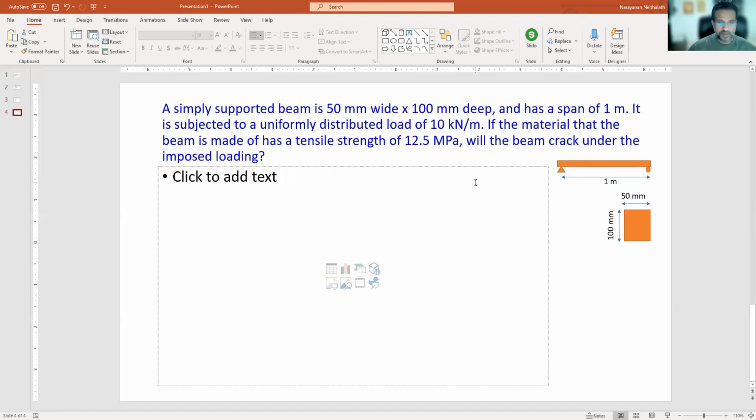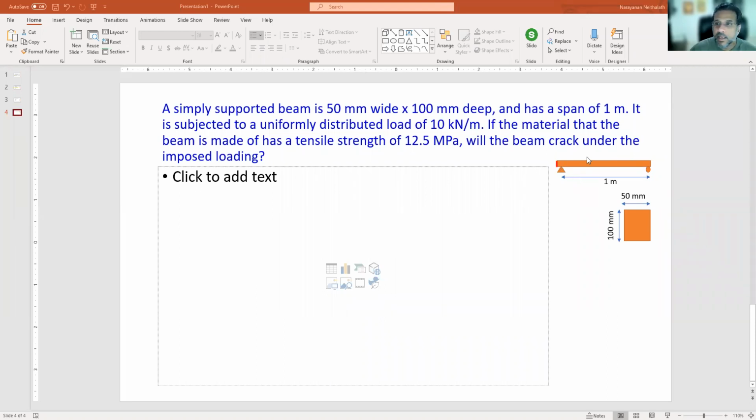Okay, and then the final problem in this set that we are going to look at is a bending problem. A simply supported beam is 50 millimeter wide and 100 millimeter deep. So the cross section is 50 millimeter wide and 100 millimeter deep. If you cut this and look here, that's what you see. That's your cross section, right? Whatever is here, that is 50 millimeter by 100 millimeters. And it has a span of 1 meter.